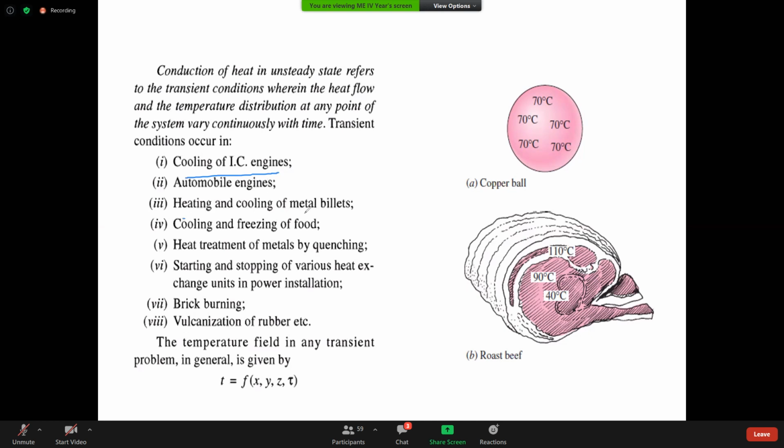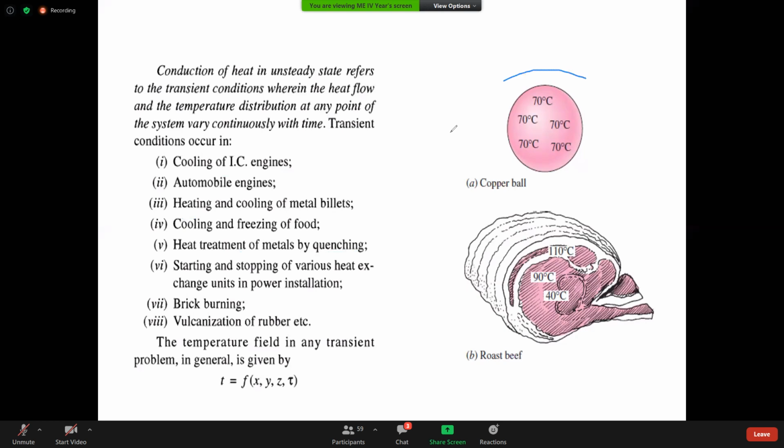Automobile engines, heating and cooling of metal billets, some metals like, as shown here, copper and all. Heat treatment of metals, quenching. We have studied normalizing and quenching, all those things, in our material science, because unsteady state is purely applicable to metals and material studies. Next, starting and stopping of various exchange units of power installations. Next, brick burning. Brick burning is a not a steady state process. There are a number of applications; a few have been mentioned here, right?